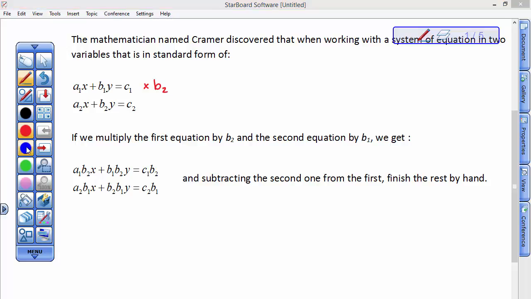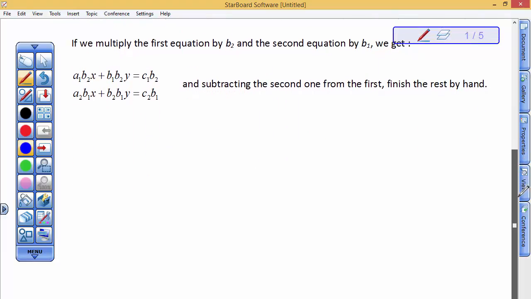And then Cramer said, I'm going to multiply this equation by b sub 1. Cramer could have used a2 and a1, but by multiplying this a2 times b1, Cramer had this statement, this b2 times b1, and this c2 times b1. And what happened then is that these two terms in the middle are like terms. Notice they're b1, b2, and b2, b1 with y. So those are like terms. And Cramer said, let's subtract the second one from the first.